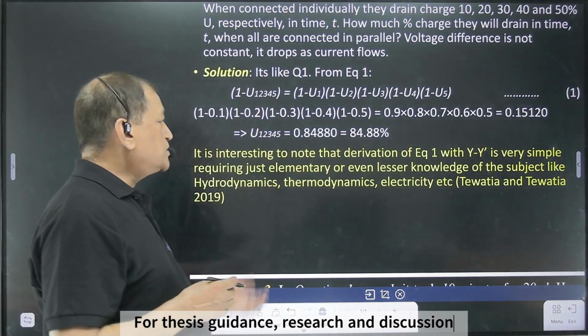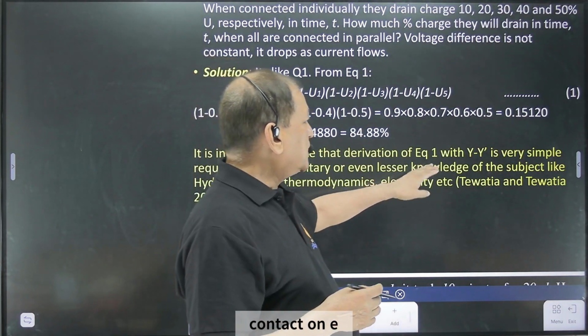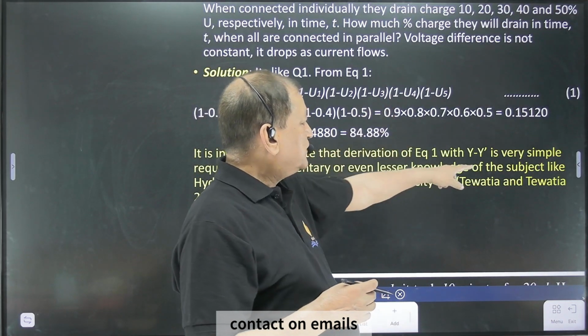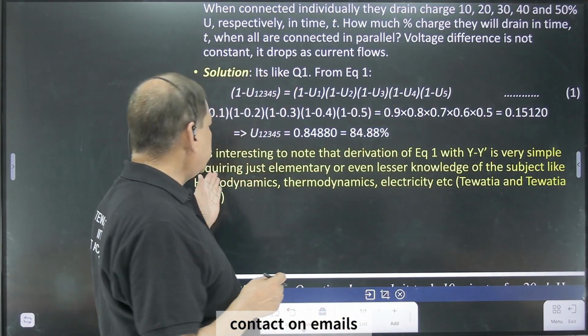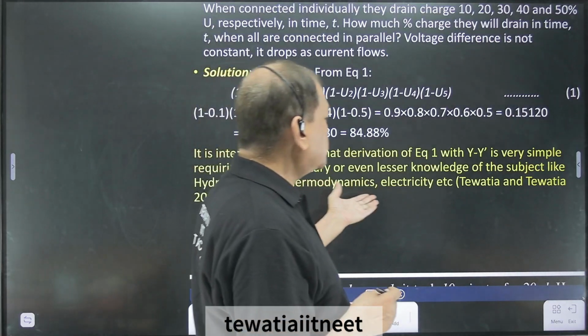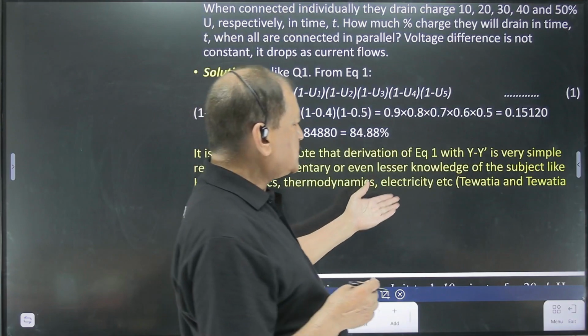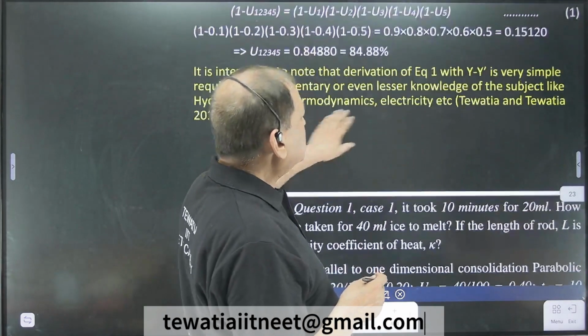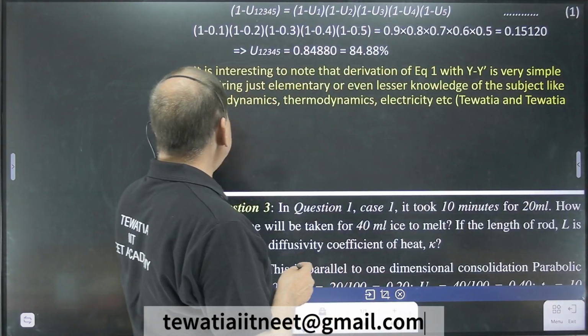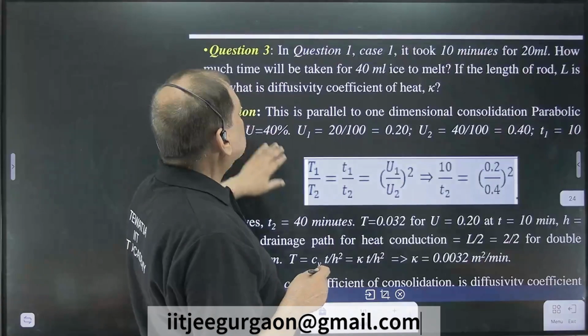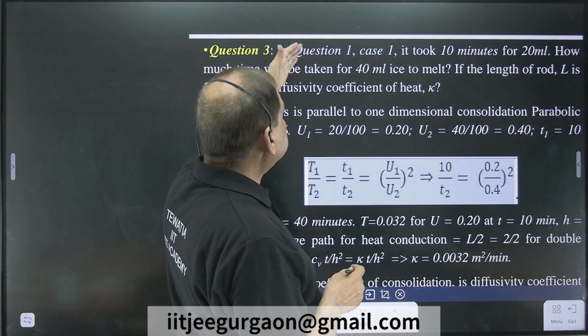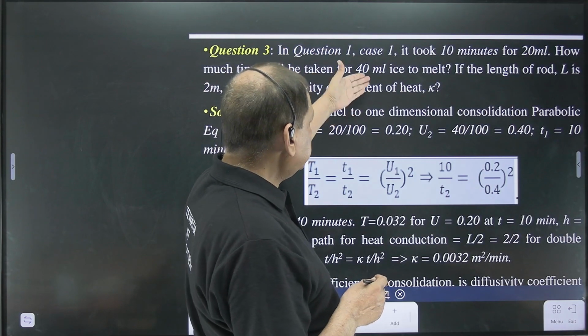It is interesting to note that the derivation of equation 1, this equation with the YY dash approach, is very simple, requiring just elementary or even lesser knowledge of the subject, like hydrodynamics, thermodynamics, electricity, etc. These are given in the publications, this Tewatia and Tewatia 2019. Then this question 1 for heat equations, they are further solved.